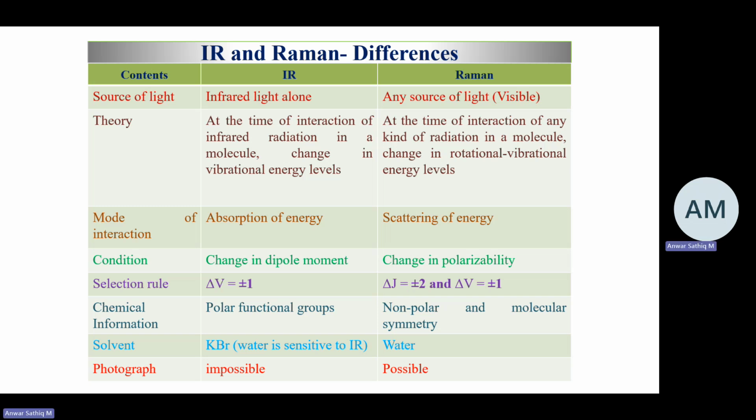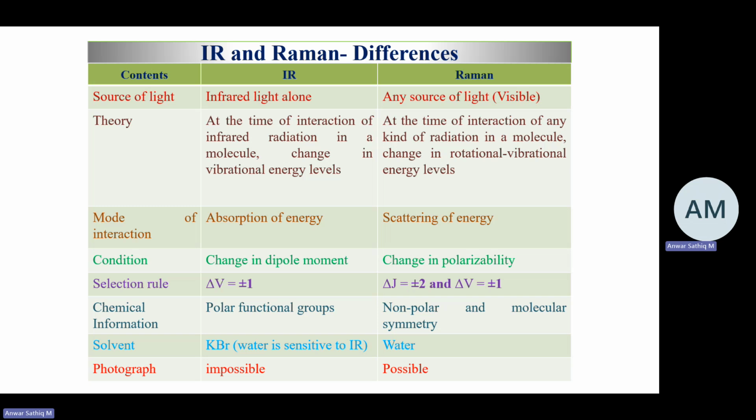IR works by absorption of radiation, whereas Raman works by scattering of radiation. In IR, vibrations are active if they change the dipole moment, whereas in Raman, they are active if they change polarizability. In IR, the allowed vibrational transitions follow the basic selection rule delta V equal to plus or minus 1. Delta V equal to change in vibrational quantum number.